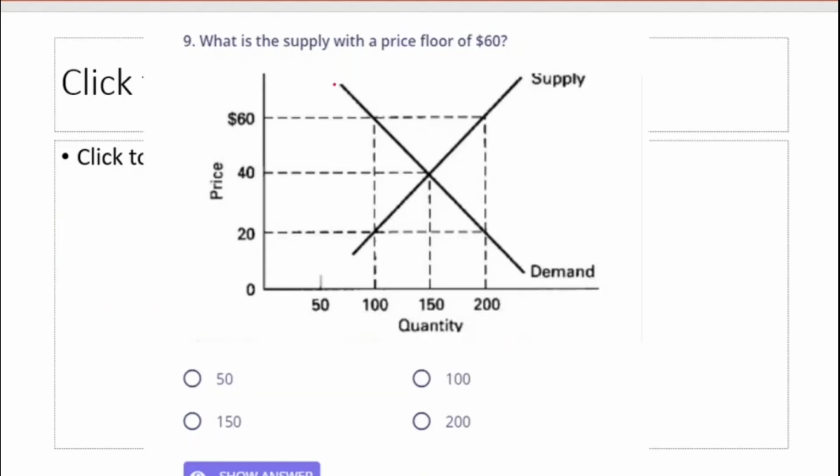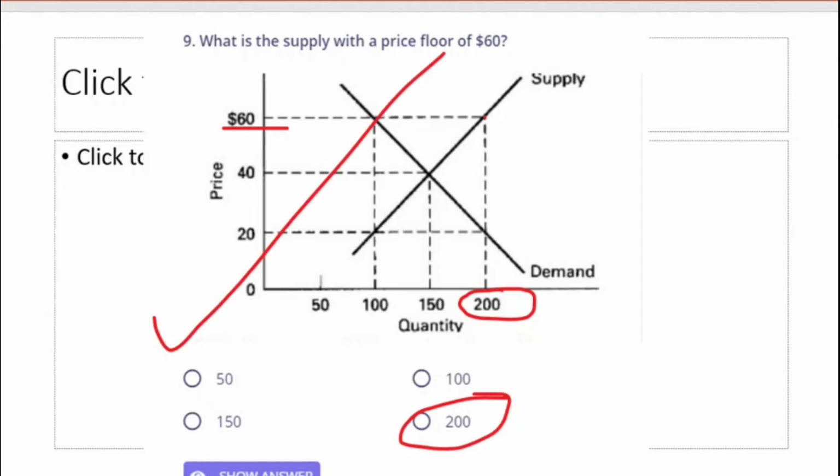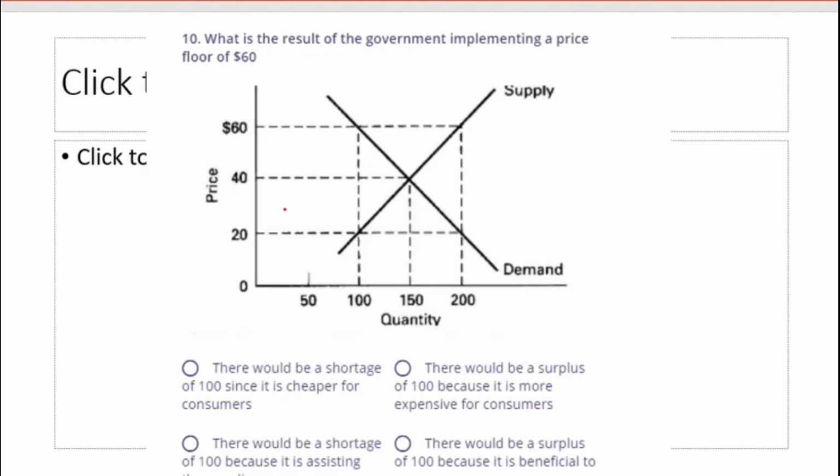Okay. What is the supply with a price floor of $60? Well, where is the supply curve there? And $60 here. Plotting it here, what is the answer? E. Crazy. Another question. What is the result of the government implementing a price floor of $60? And the question is, is it shortage or surplus?